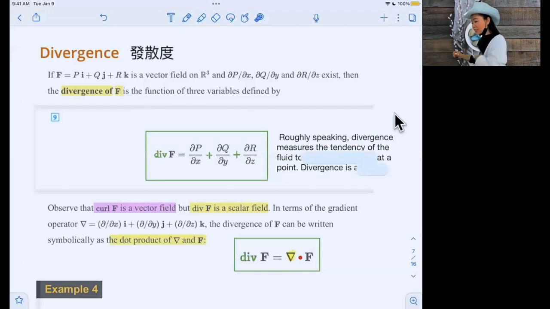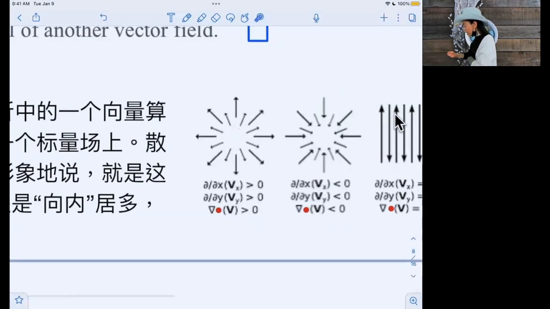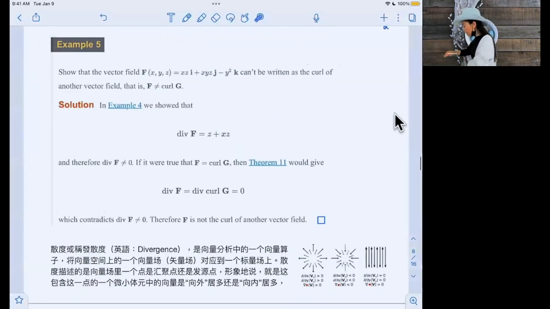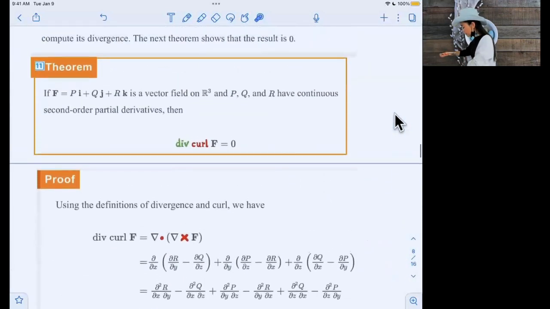Divergence. I'm going to give you an idea where this name comes from. Divergence measures the tendency of the fluid to diverge from a point. I have a picture over here. So what's the tendency? Does it go away from this point or toward this point? That's divergence, and it is a scalar. It is a scalar.